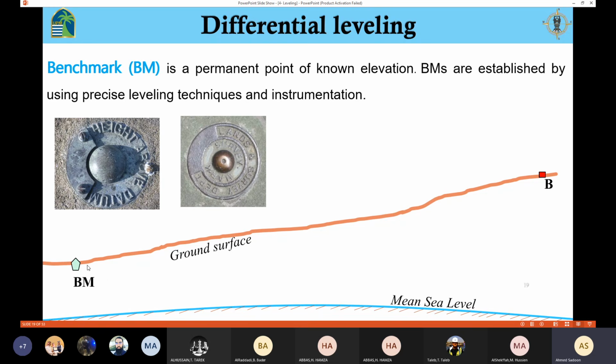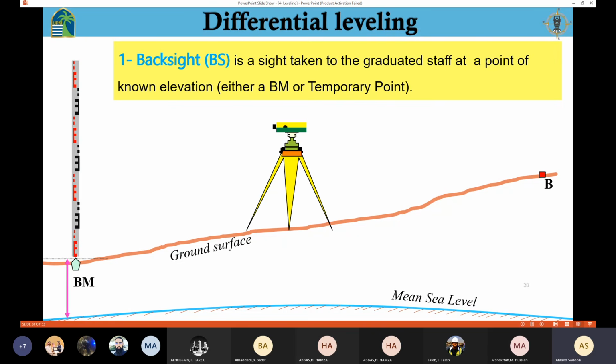So the benchmark is important because in order to know the level of this point, I need to have a benchmark. Without a benchmark, you're not going to be able to know the level of that point. So the benchmark represents the reduced level of that point. Let's say the benchmark here is 100 meter. It means that the level of that point is 100 meter. So in order to do leveling, I need to have a benchmark. Without the benchmark, you're not going to be able to know the elevation of an unknown point.